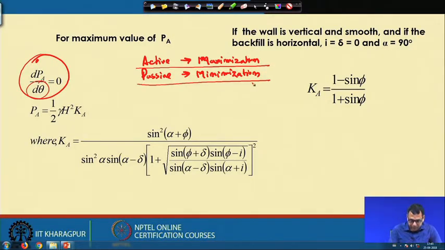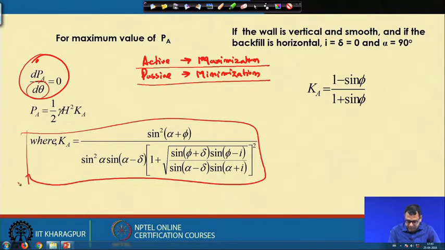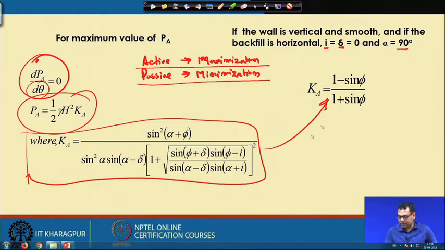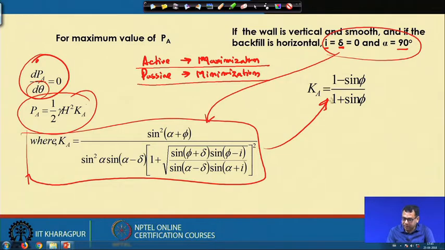And so, finally, after maximization we will get the expression of k a like this. So, this is the expression of k a, and finally, the force is similar to the Rankine's theory, but only the k a expression is different. Now, what is the difference between Rankine's and Coulomb's? As I mentioned, in Rankine's the I value is 0, the delta value is 0, and the wall is perfectly vertical, so the alpha value is 90 degrees. If you put these values in this expression, you will get the same 1 minus sin phi divided by 1 plus sin phi.